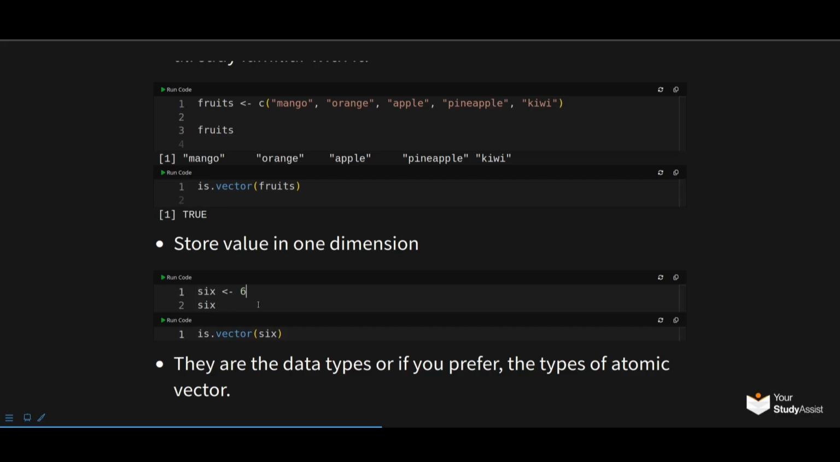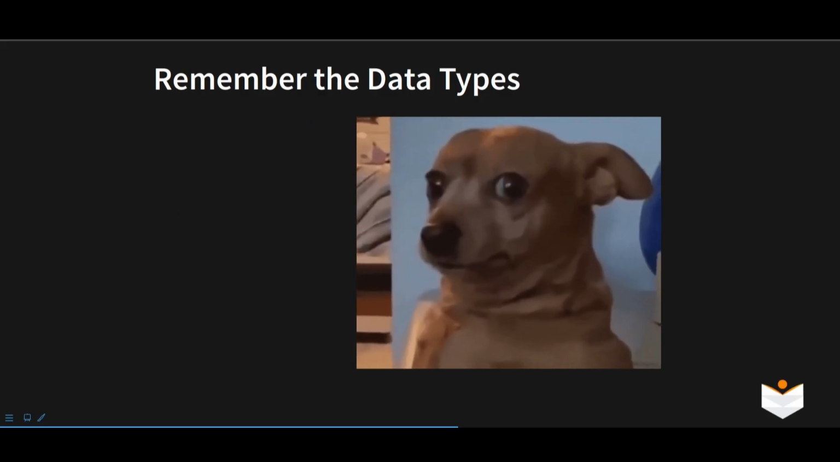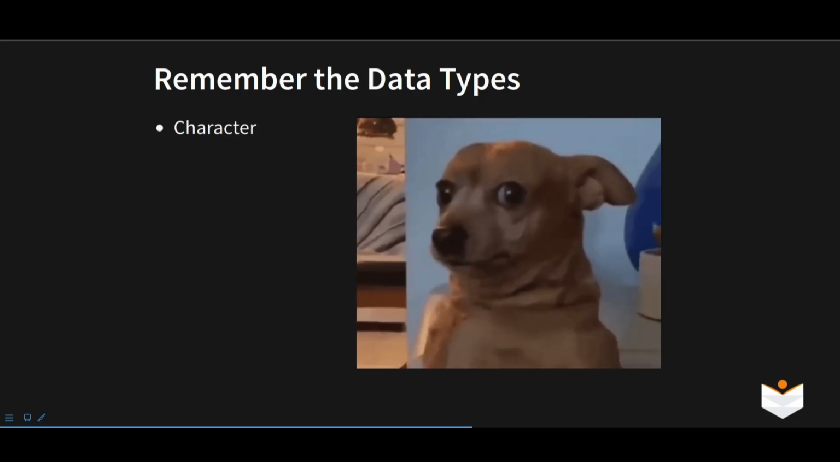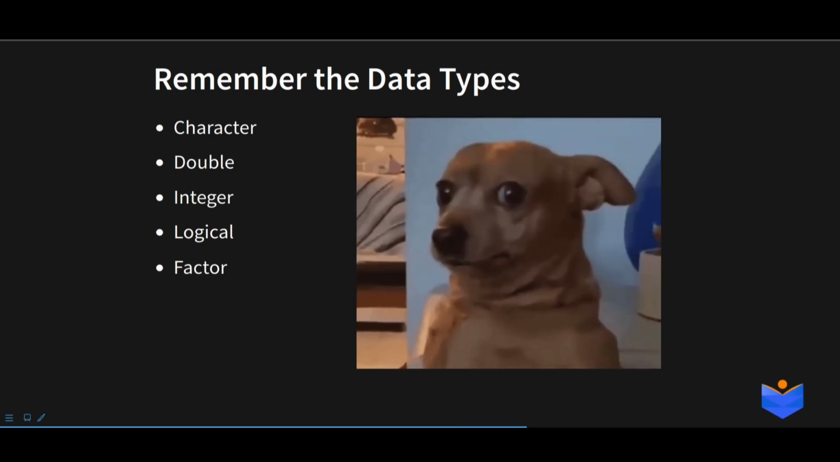Another example is this simple vector, which is a scalar vector, the simplest of its form. It's assigning the value 6 to the variable. So this here is also another vector. This means that vectors are usually one-dimensional. As we saw earlier right here, what we did is we combined different elements using the c function. I do hope you remember the data types, because the data types are the atomic vectors, and they include character, double, integer, logical, and factor.